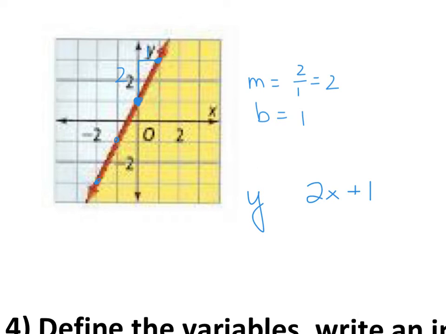Okay, now the first thing I look at here is it's a solid line. So if it's a solid line, it should have an equal sign on it. Okay, now which direction are they shading? Well, in this case, it's the yellow area. So the yellow is your shading. So if I look at that, think about that. That's going down. So if that's going down, it should be less than. Less than.